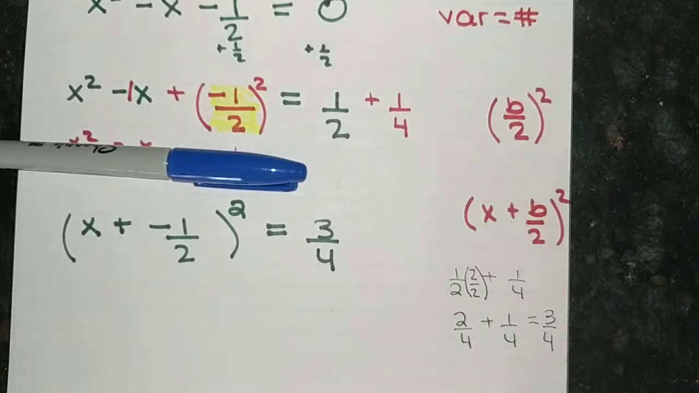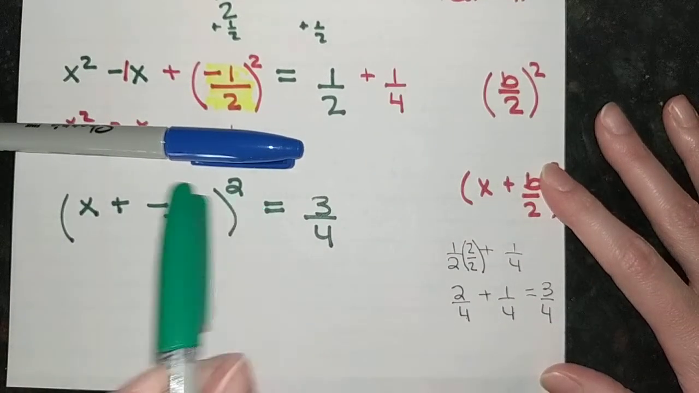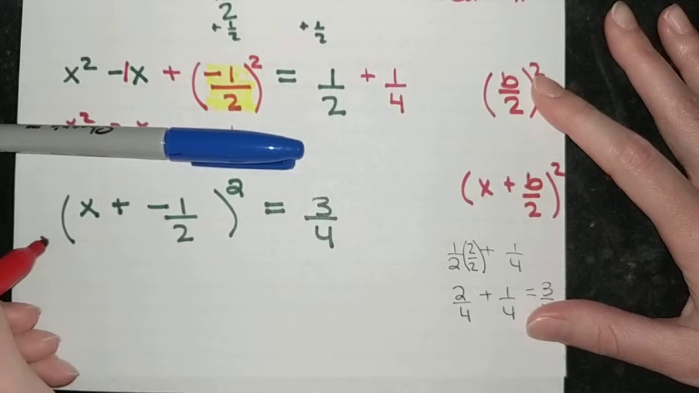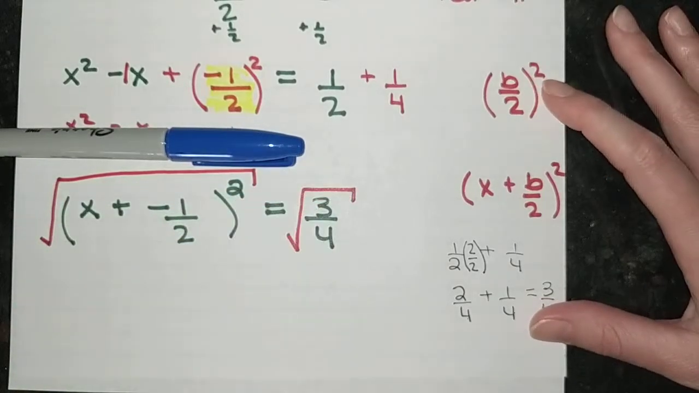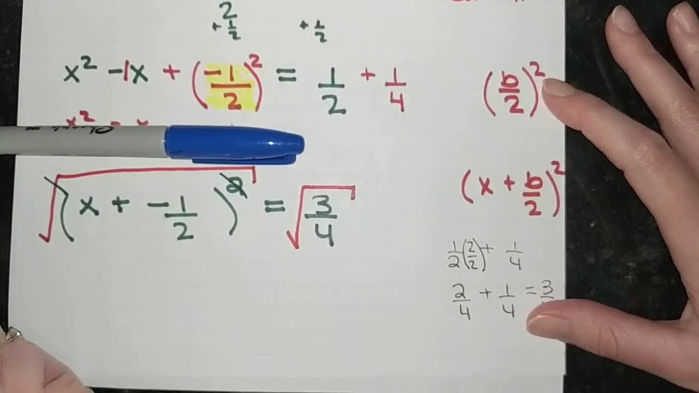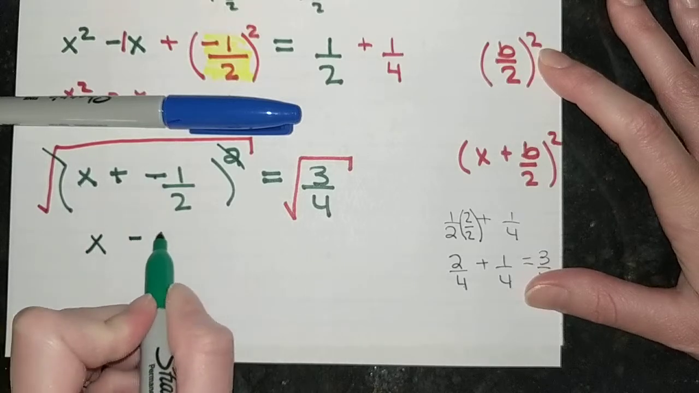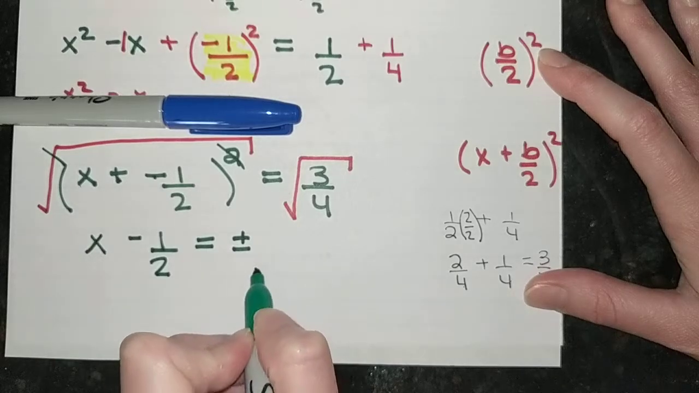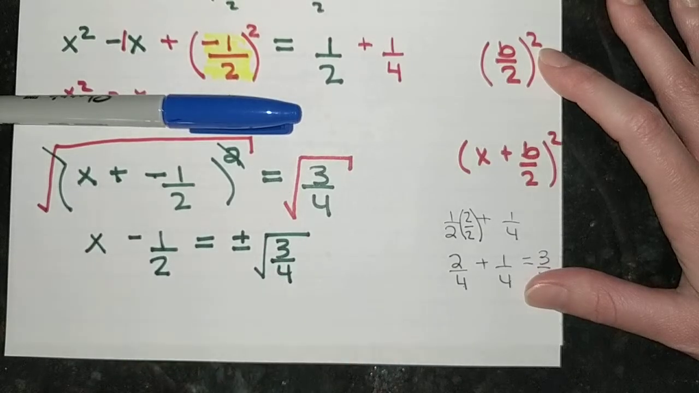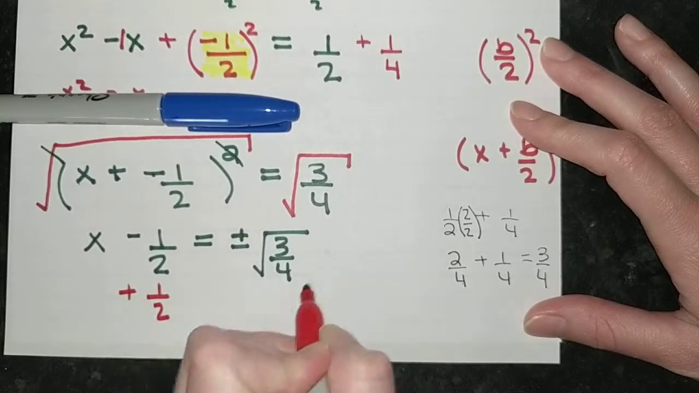All right, so then at that point, it's like, okay, well, what am I going to do? I'm going to do the same thing that I normally did in the previous problems. I get rid of this square power. And to get rid of that square power, I'm going to take the square root of both sides. All right, now when I do that, the square and the square root undo each other. We have left over x minus a half equals plus or minus the square root of 3/4. Okay? And then just like I did before, I'll solve for x by adding a half to both sides.